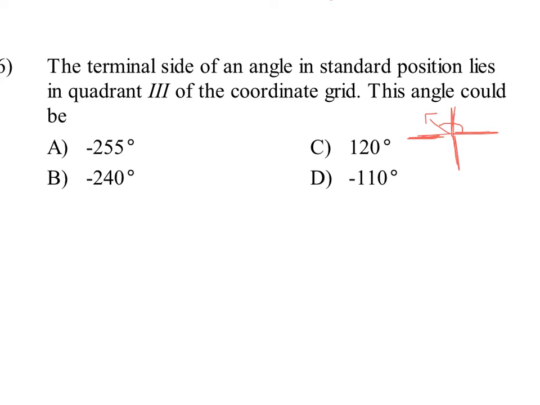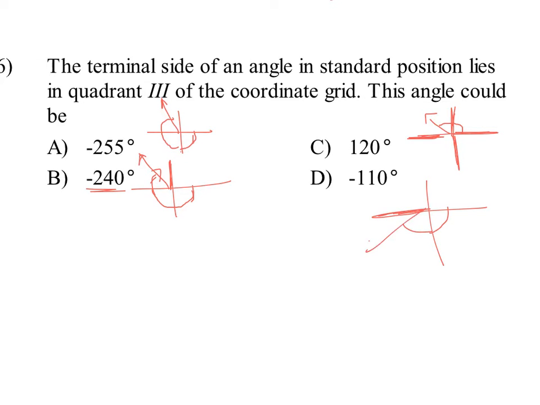So over here, A, negative 255, so negative goes down, so this is negative 90. This is negative 180, negative 270 goes all the way, so this would stay in quadrant 2. Same with this one. This is going down because it's negative, so negative 90, negative 180, negative 270 would be here, so we don't go that far. Okay, the only other option is this one, negative 110, negative 90, all the way to here would be 180, so it's got to be somewhere in between here. So it's got to be this one.